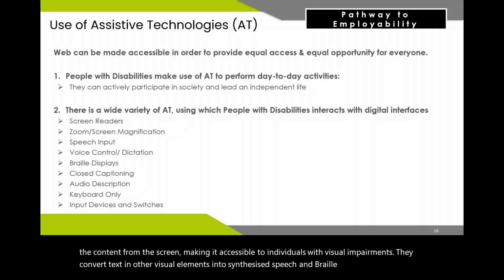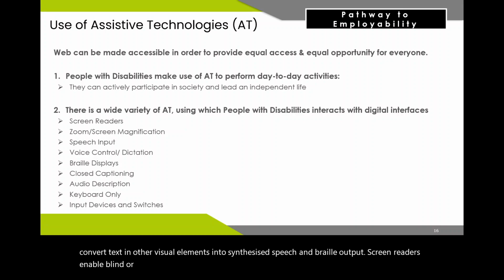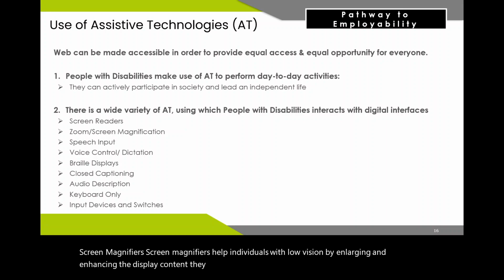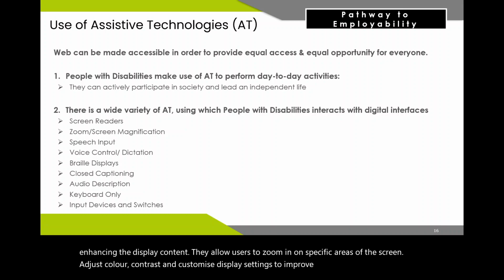Screen readers enable blind or visually impaired users to access websites, applications, documents, and other digital content. Screen magnifiers. Screen magnifiers help individuals with low vision by enlarging and enhancing the display content. They allow users to zoom in on specific areas of the screen, adjust color contrast, and customize display settings to improve readability and visibility.